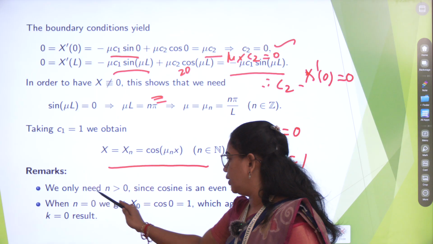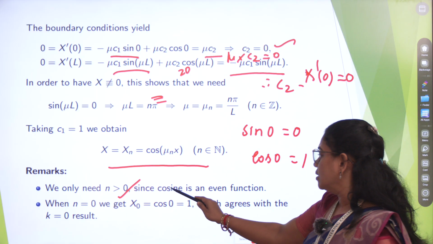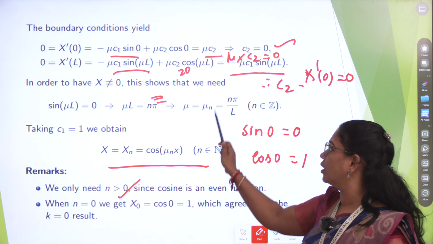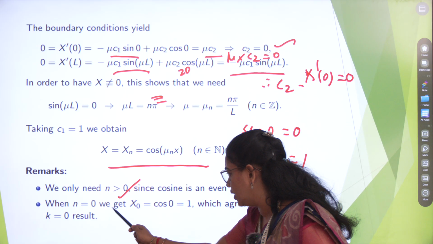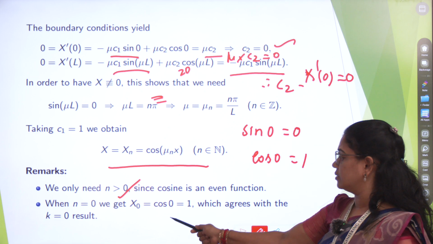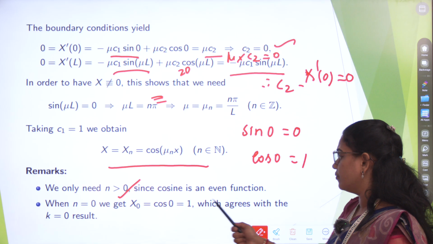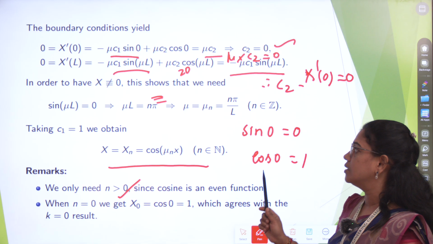Remark: we need only n greater than 0, since cosine is an even function. When n equals 0, we get x not equal to cos 0 equal to 1, which agrees with the k equal to 0 result.